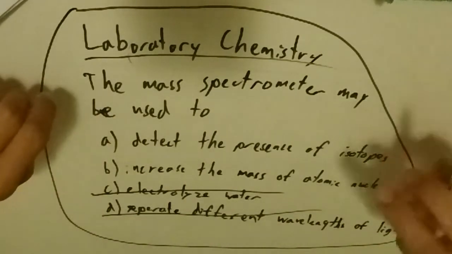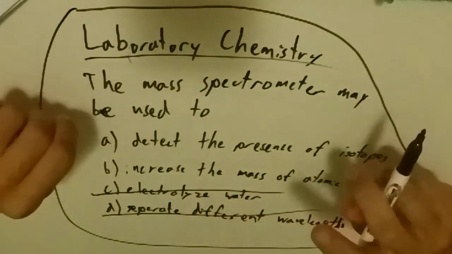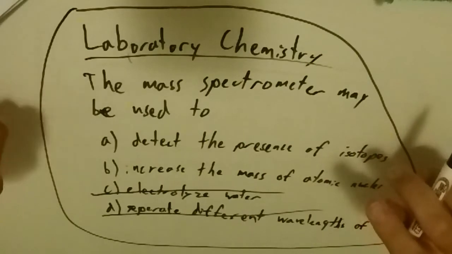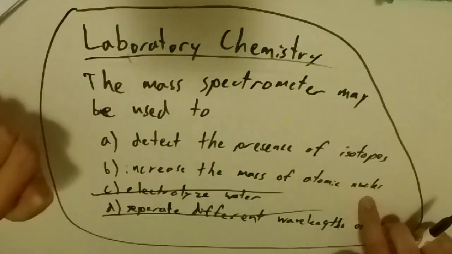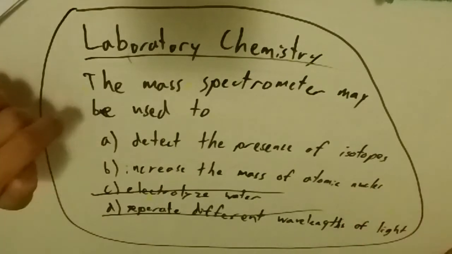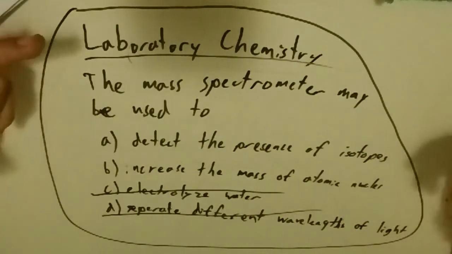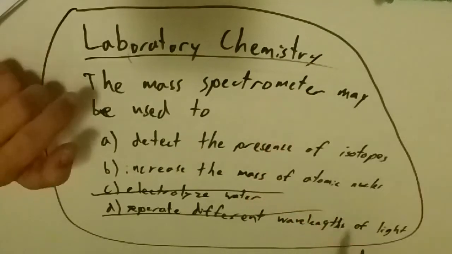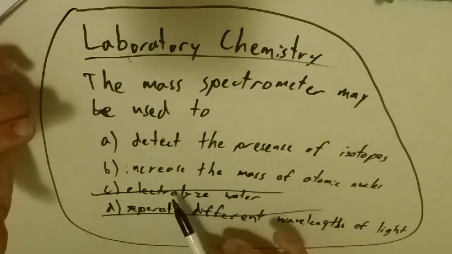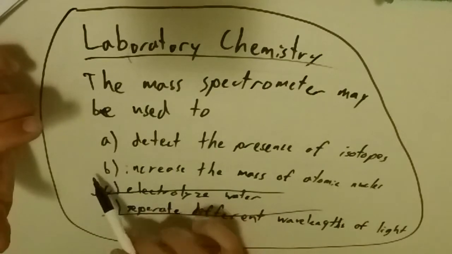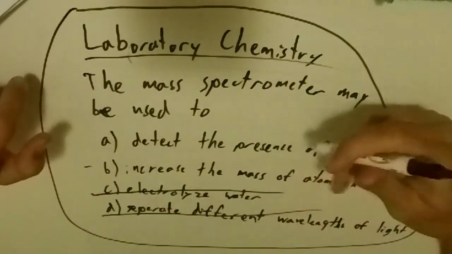So it's down to A and B: detect the presence of isotopes and increase the mass of atomic nuclei. Well, to increase the mass of atomic nuclei, you would have to add protons. You would need a device that's a nuclear device, not a measuring device. So I think given that, I could also count B out, but just in case, I want to look at A.